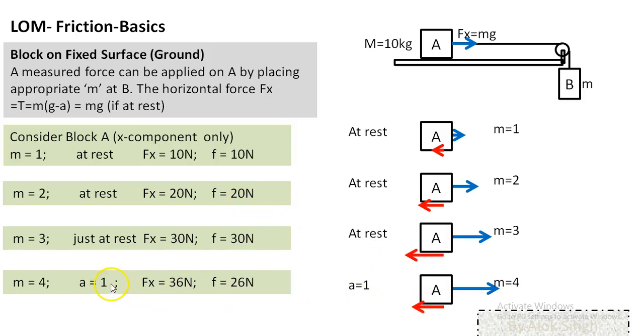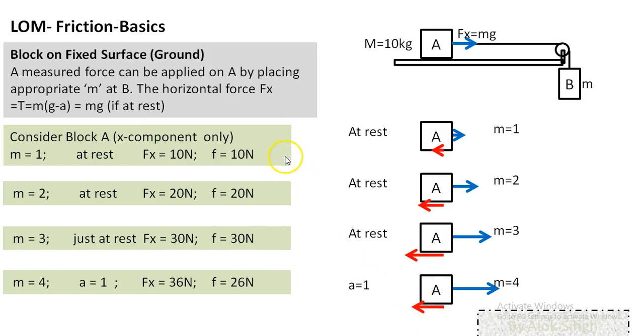Since A is equal to 1, the tension in the string will be given by M into G minus A. So this will become 10 minus 1, it becomes 9 into 4. So Fx will be equal to 36 Newton. The force acting here will be equal to 36 Newton. And we can find the magnitude of friction force by applying F equal to ma in x direction. Since the acceleration is 1, net force has to be equal to 10 Newton. Fx is equal to 36, it means friction force has to be 26 Newton.